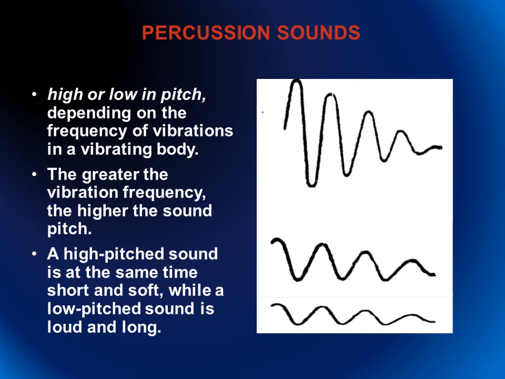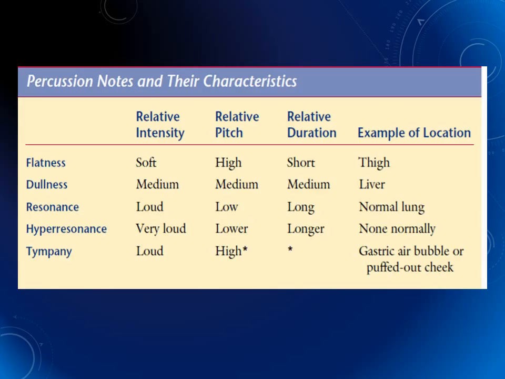For example, a high-pitched, short and soft sound is found over the liver or muscles, while a low-pitched, loud and long sound is found over air-containing organs such as the lungs, stomach or intestines. Under normal conditions, a clear sound is heard on percussion of the chest in a region with an air-filled cavity. A soft sound is produced on percussion of air-free organs and soft tissues such as the heart, liver, muscles, and spleen.